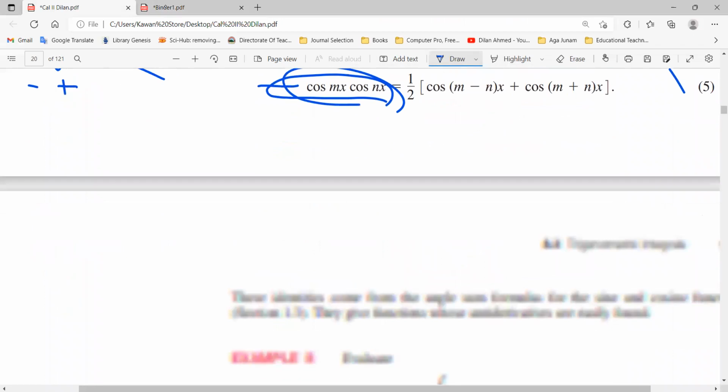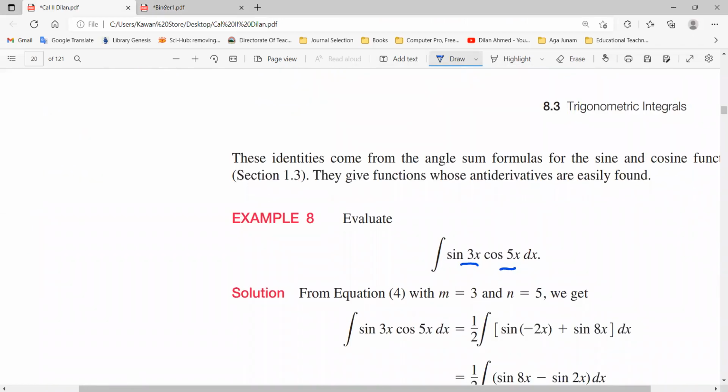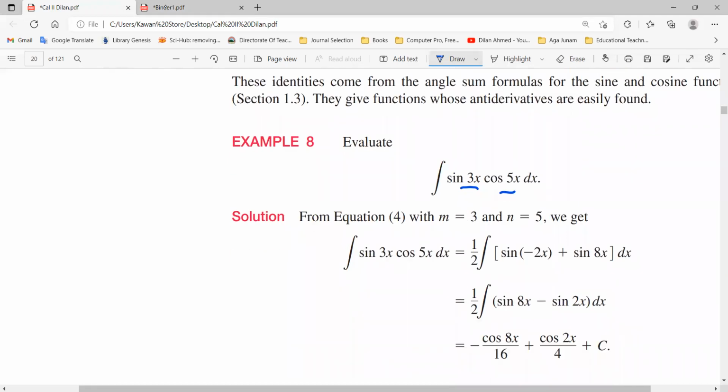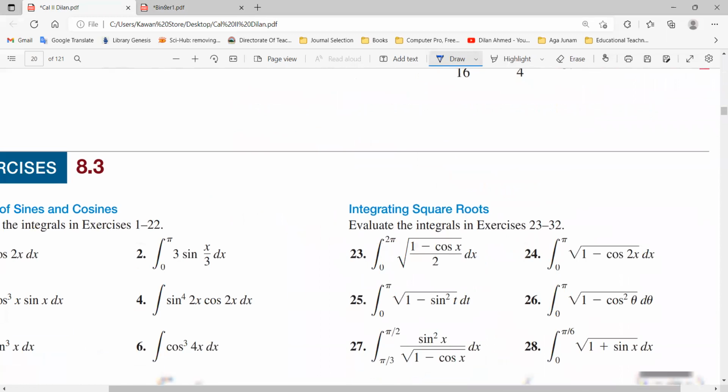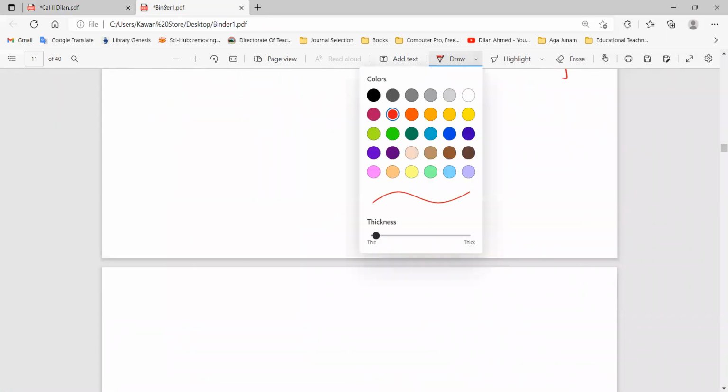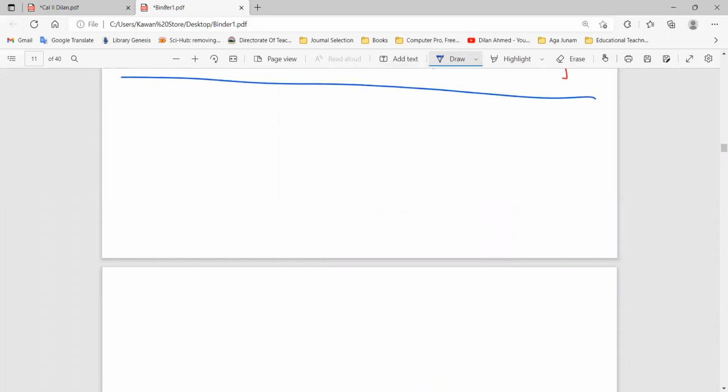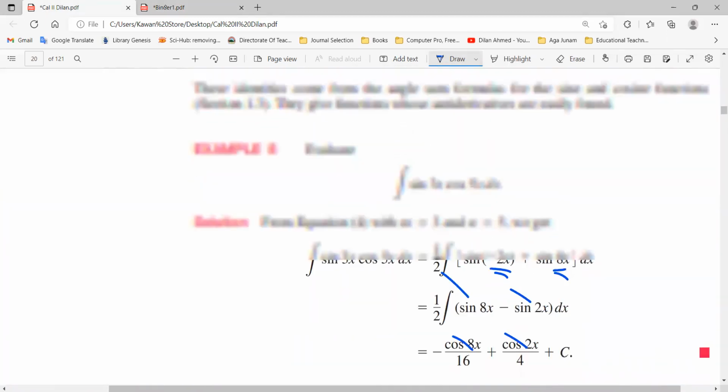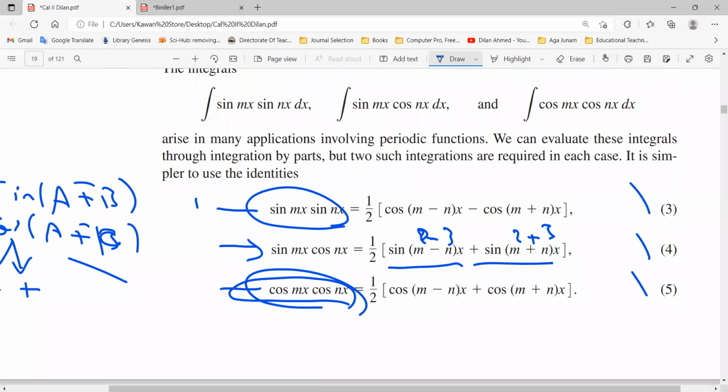So let me see such an example. I have 3, 5 sine, cosine. So how do we solve that one? I see it is equal to 3 minus 5 and 3 plus 5. Understood? And I get that one. That one, it's easy. So that's all about that one. I try to help you more. So I'm going to find another one for you.